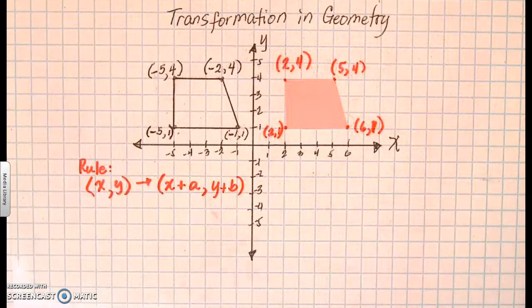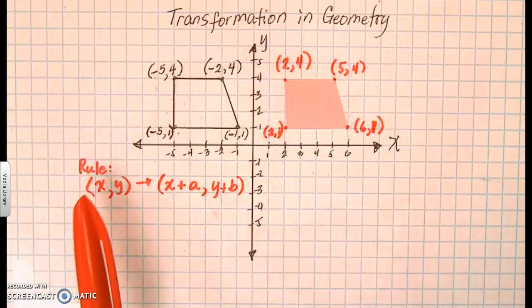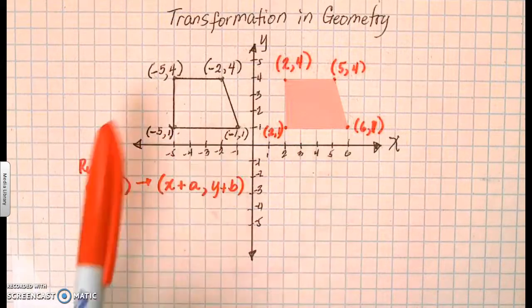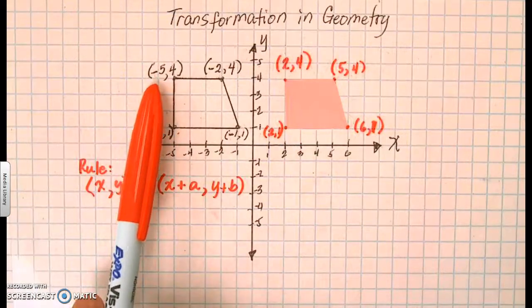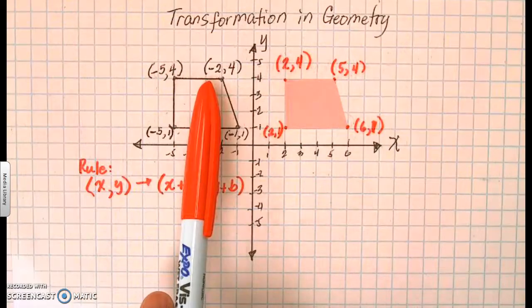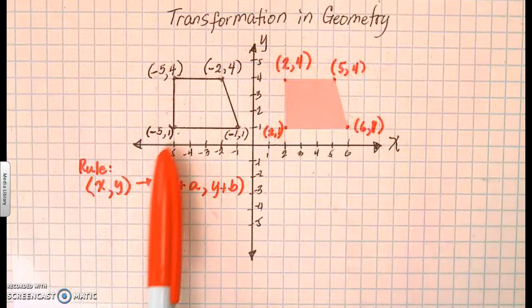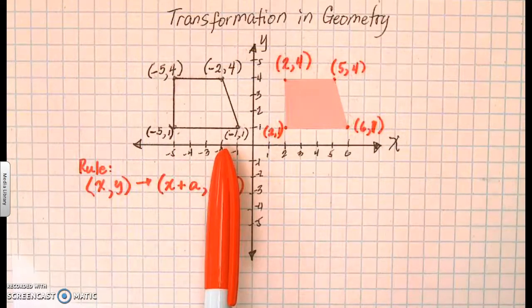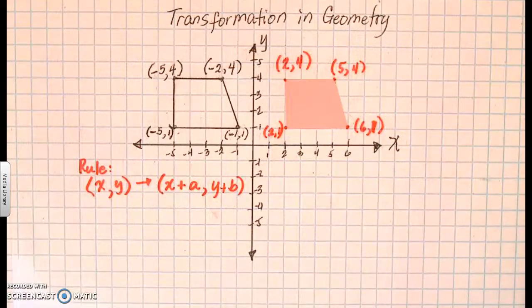Now, notice that for the x values, since we have translated 7 units to the right, we needed to add 7 to all the x values. So negative 5 plus 7 is a 2. Negative 2 plus 7 is a positive 5. Negative 5 plus 7 is a 2. Negative 1 plus 7 is a positive 6.